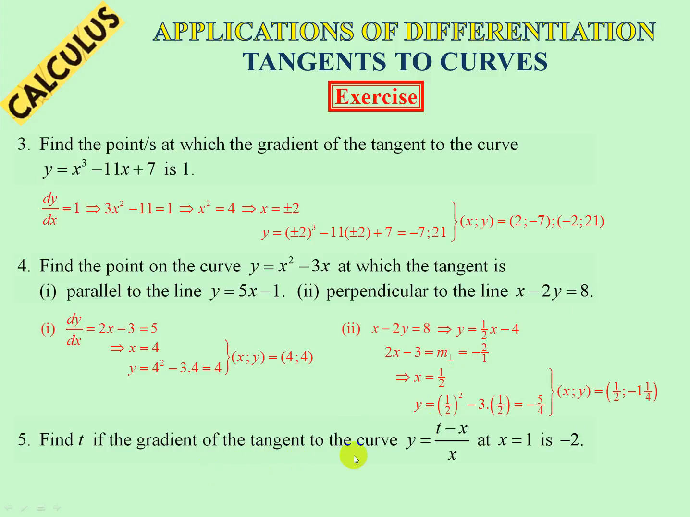Find t if the gradient of the tangent to the curve, in other words, find t if the derivative of that is negative 2 when x is 1. So therefore I'm going to find the gradient. First of all, I'm going to write it as separate fractions, which means I have tx to the minus 1 minus 1. Differentiating that now, I get minus tx to the minus 2, which is minus t over x squared. And I'm going to put it equal to minus 2 at x equals 1. So therefore, minus t over 1 squared equals minus 2. Solving, t equals 2.